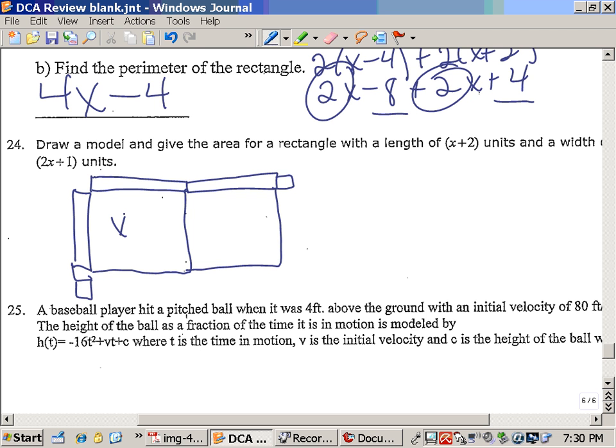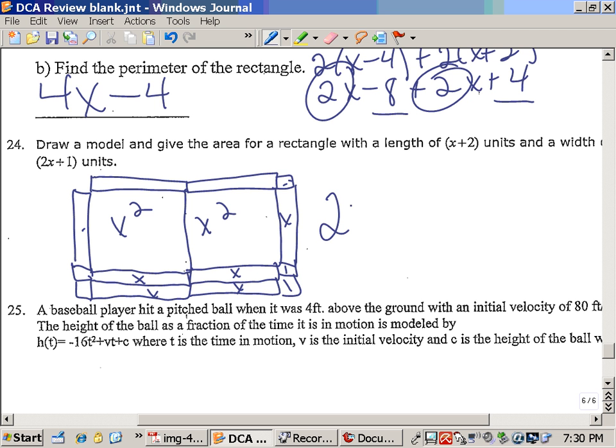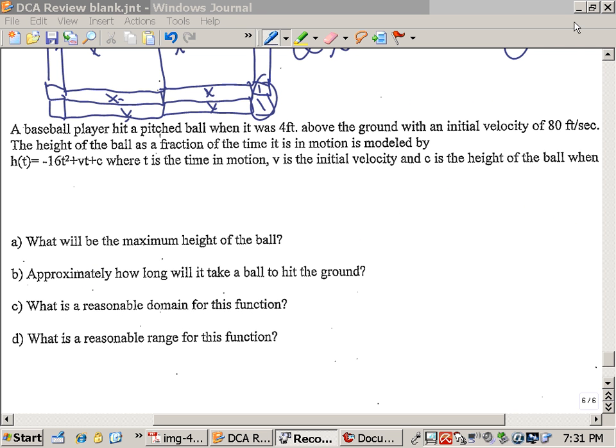X times x gives me another x squared. So both of these are x squared. 1 times x gives me an x. 1 times this x gives me an x. 1 times x is an x. And 1 times 1 is a 1. Here, this is going to be the exact same thing. So then I have to find the answer. I have 2x squares, 1, 2, 3, 4, plus 5x plus 2. Now you don't technically have to do the model for that, but you possibly could have that on your EOC test and your DCA.